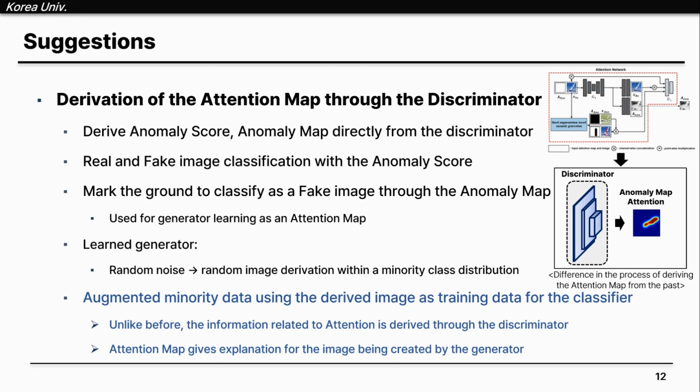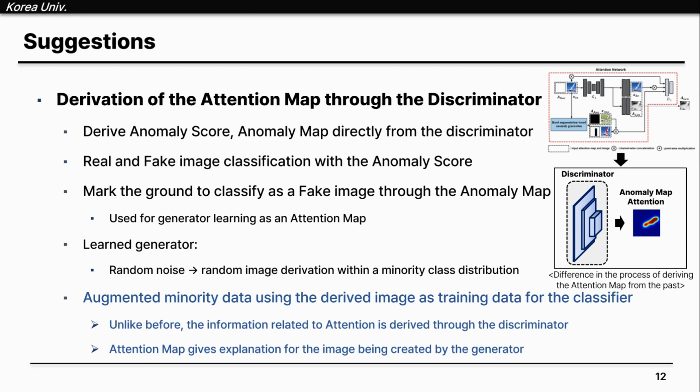In the case of the anomaly map, the location that was the basis for classification as a fake image is displayed. In other words, this is a fault that the generator does not generate well, and this study proposes to use it for the generator learning as an attention map.